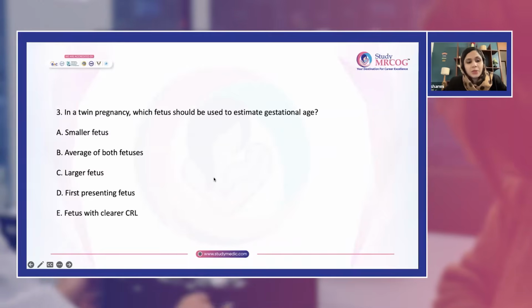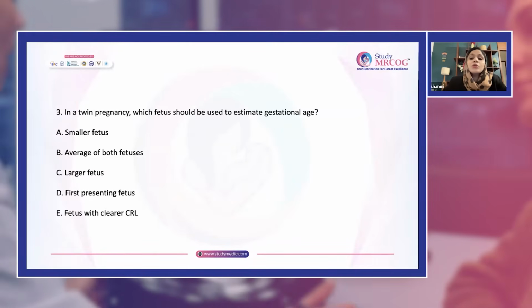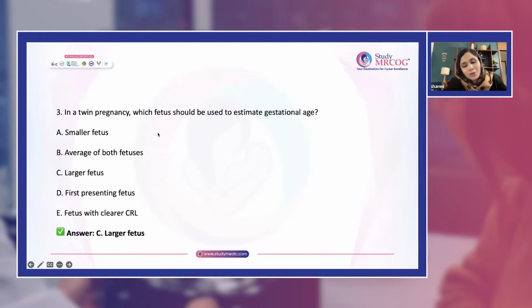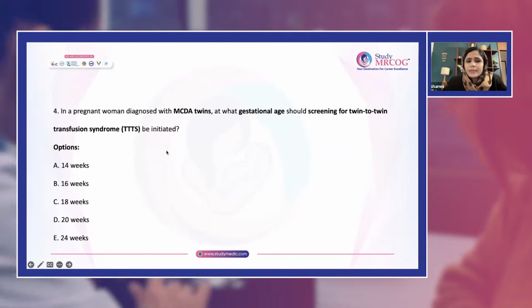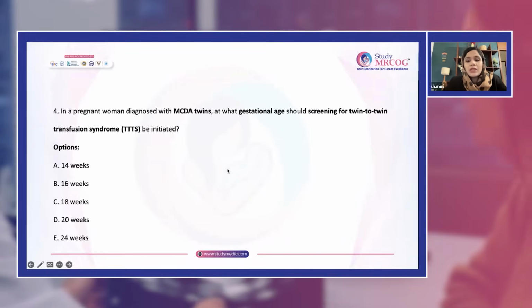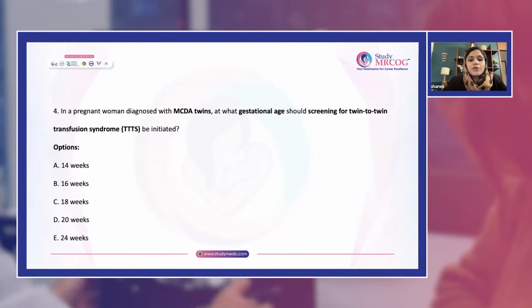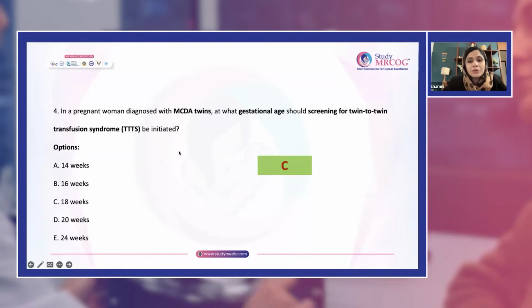Now let's discuss the next question. In a twin pregnancy, which fetus should be used to estimate the gestational age? This is a very simple question, and we all know the answer. It is going to be the larger fetus. In a pregnant woman diagnosed with MCDA twins, at what gestational age should screening for twin-to-twin transfusion be initiated? This is one of the favorite questions of MRCOG, and it is from 16 weeks we have to initiate.